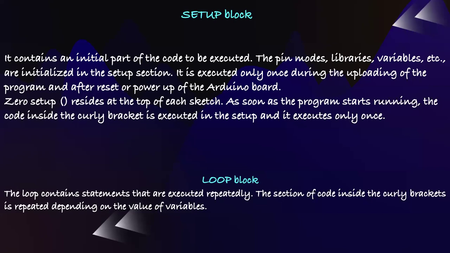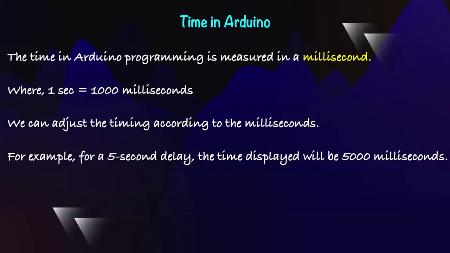So this is the case of the setup block and the loop block. In a gist, very simply, we can say that when you want to configure something, you want to set it up, then you write it down in the void setup. And when you want to run something in the code repeatedly for a number of times, you can write it in the void loop.